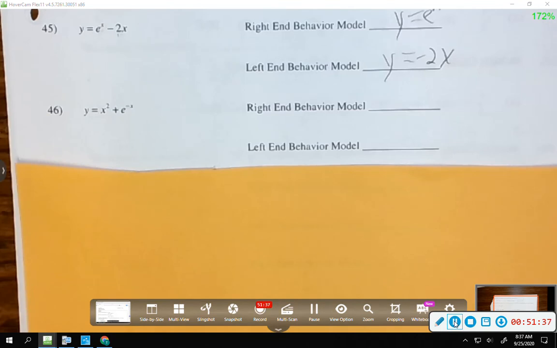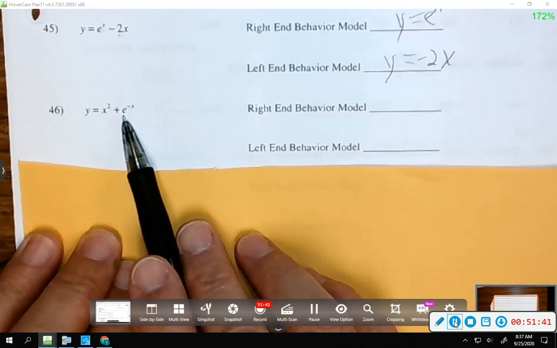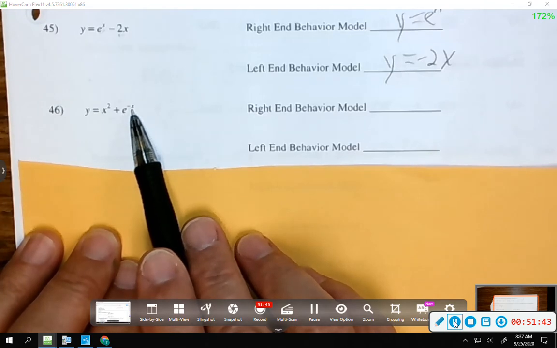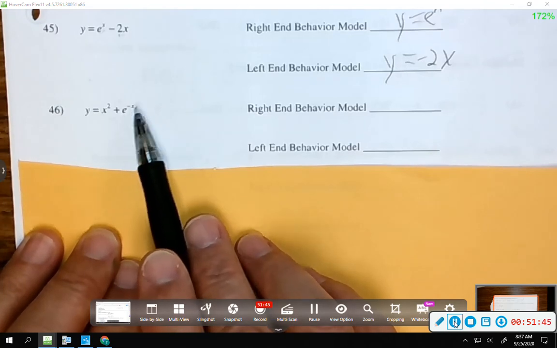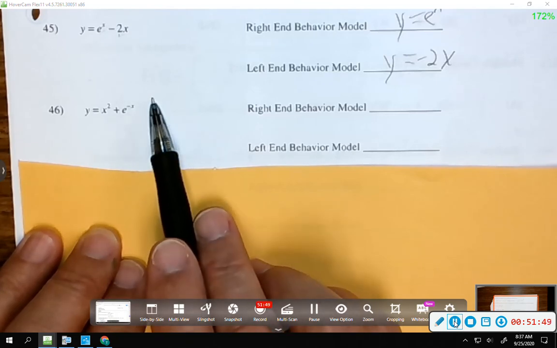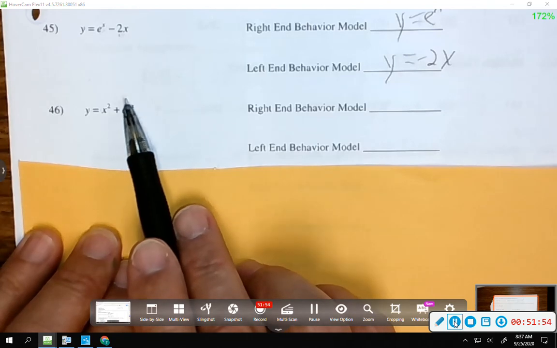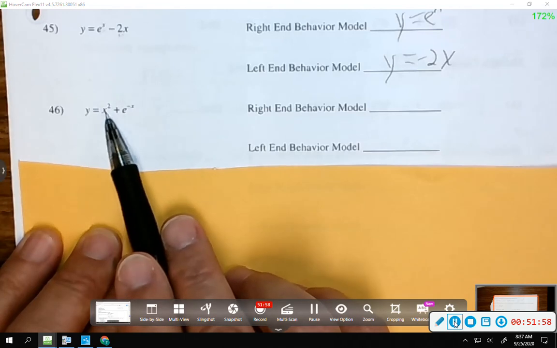So now the right end behavior model, if I plug in 10, that's to the right, or 100. This is 1 over e to the 100th power. That's 1 over a really large number. This is going to go to 0 as I go to the right. So the right end behavior model is going to be this parabola.